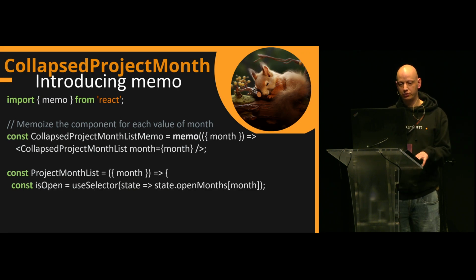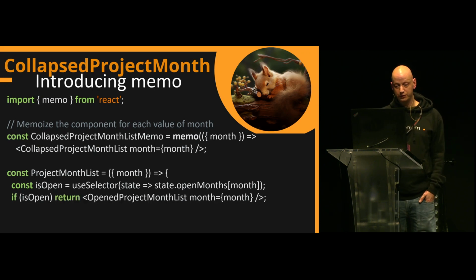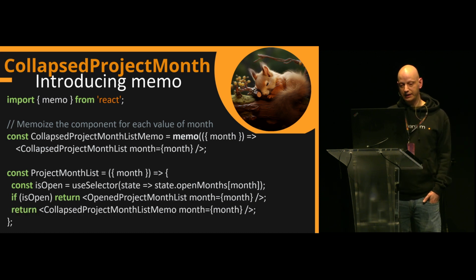We select from our store whether this particular month is opened or closed. So there is also a small difference. We refactor this out of the iFeature behemoth, so that the collapsed or the opened project months components are no longer dependent on the entire filter state, which was the case before, and also the reason everything was being re-rendered. So if it's open, we return the opened project month list we defined in the previous slide, and if it's not the case, then we render the collapsed project month memo.